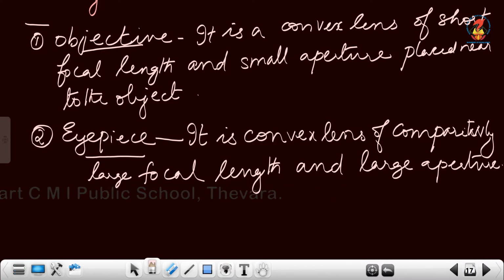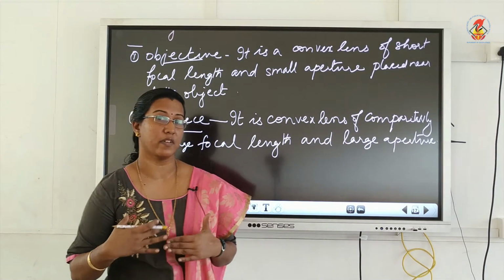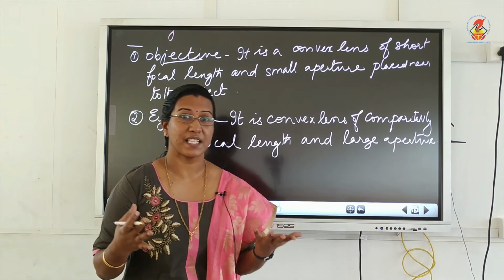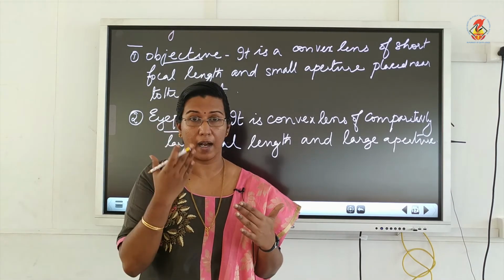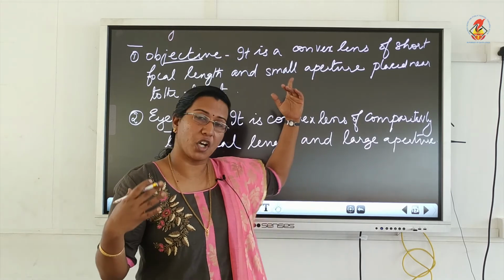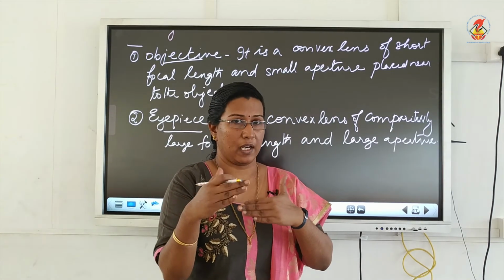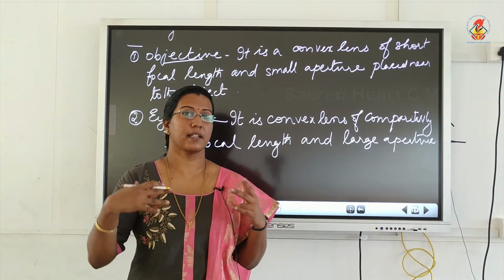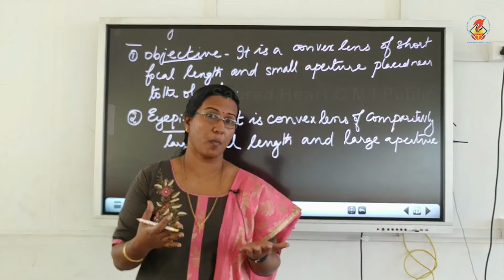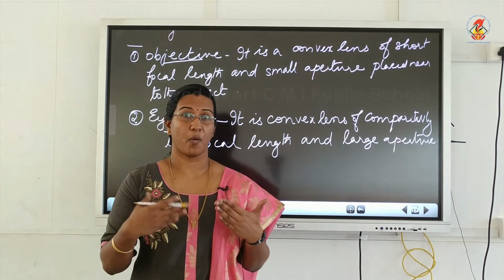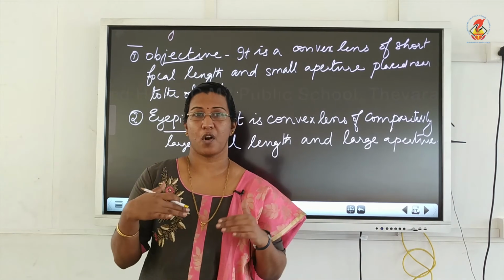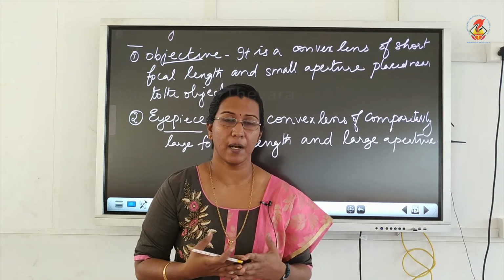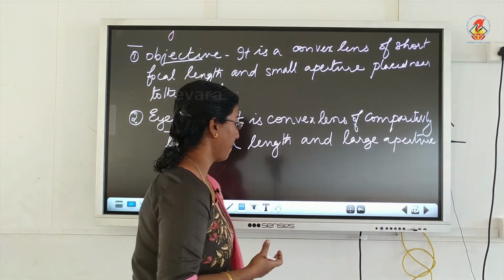So, we have the objective and we have the eyepiece. Objective means the one which is placed near to the object, of shorter focal length and short aperture, whereas the eyepiece means the lens which is placed close to our eye, which is having slightly more focal length and larger aperture when compared to the objective. Now, like the previous video in the case of simple microscope, we are going to see when the final image is formed at infinity or when the final image is formed at the near point, that is the least distance of distinct vision, what is the equation for magnification of a compound microscope.